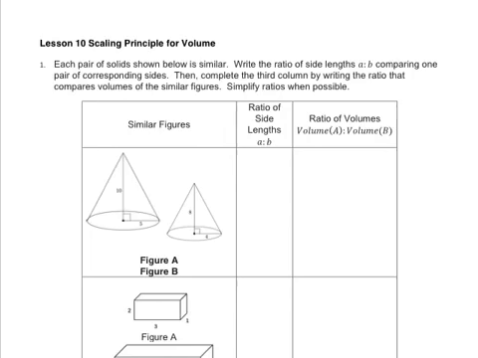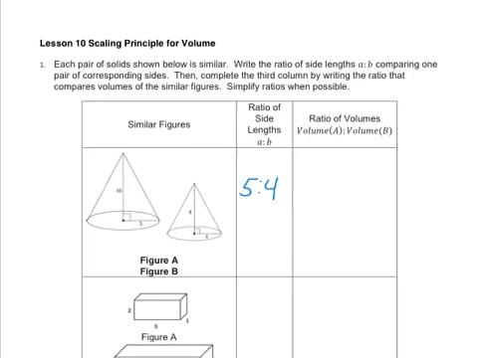So the first pair of objects, these are cones, and we haven't talked about the formula. We defined a cone, but we haven't talked about the formula for the volume of a cone yet, so I'm going to do this one for you. But the ratio of side lengths, we can choose any pair of corresponding side lengths, and since they're similar, the ratios are going to be the same. From A to B, we're going to say figure A is the bigger one and figure B is the smaller one. The ratio is going to be 5 to 4.